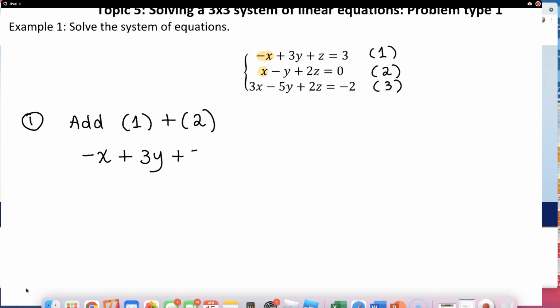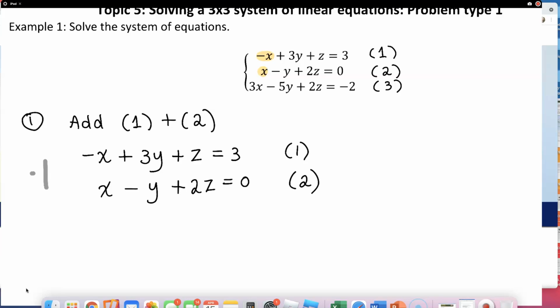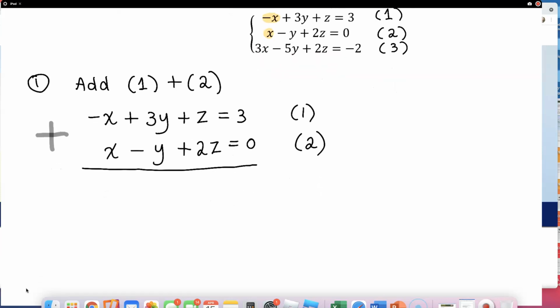So I'm going to write down equation 1. This is equation 1. And I'm going to write down equation 2 right underneath it. And I will add these two together vertically, okay, by like terms. So what will happen? Oh, it doesn't have to be that long. It just has to be about this long. The negative x and positive x, this will cancel out, right?